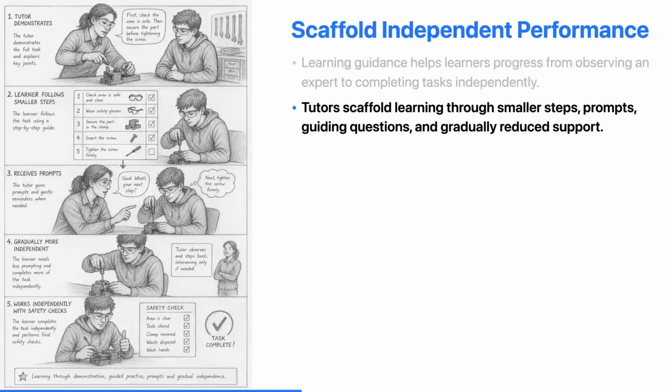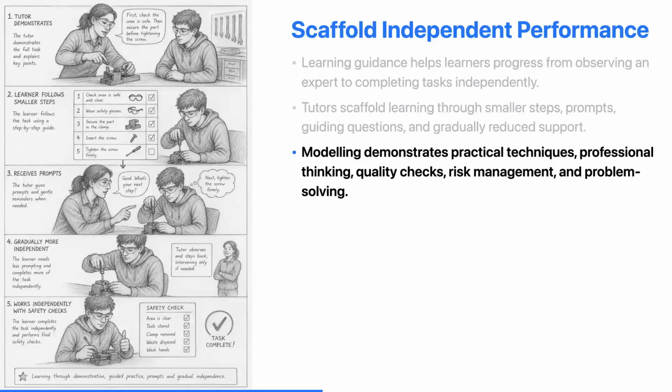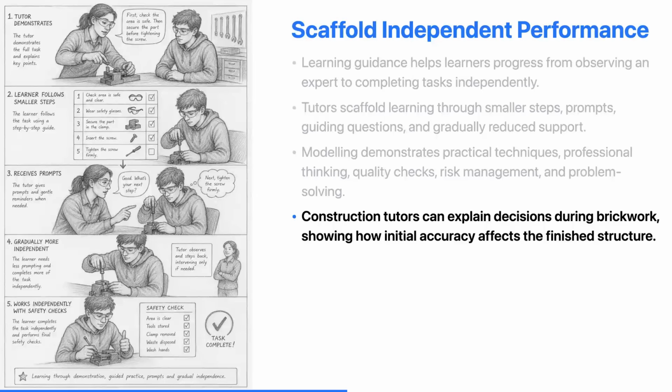Tutors can use scaffolding by breaking a complex activity into smaller steps, offering prompts, asking guiding questions, and gradually reducing support as competence develops. Modeling is particularly important in practical subjects because learners need to see not only what to do, but also how a skilled professional thinks, checks quality, manages risks, and responds to problems. For example, a construction tutor might talk through each decision while setting out a brickwork course, explaining why accuracy at the first stage affects the finished structure.